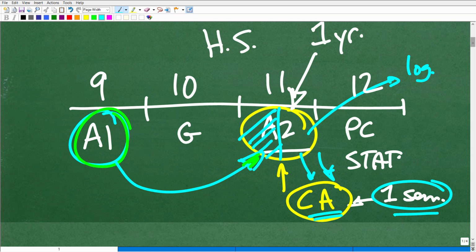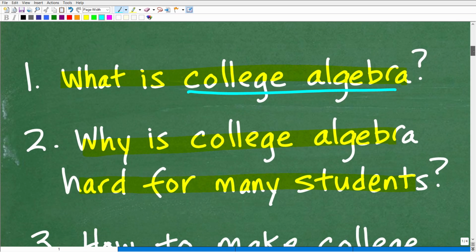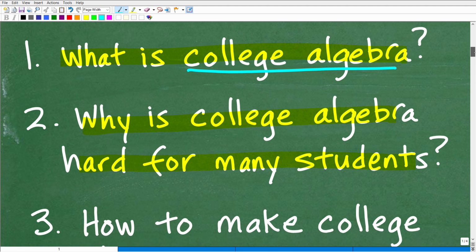It's a fast-paced course, okay? And there is a lot of advanced material in college algebra. So that's the first reason. Now, the second reason that college algebra is difficult for a lot of students is the material, okay? The material that's being used, right?